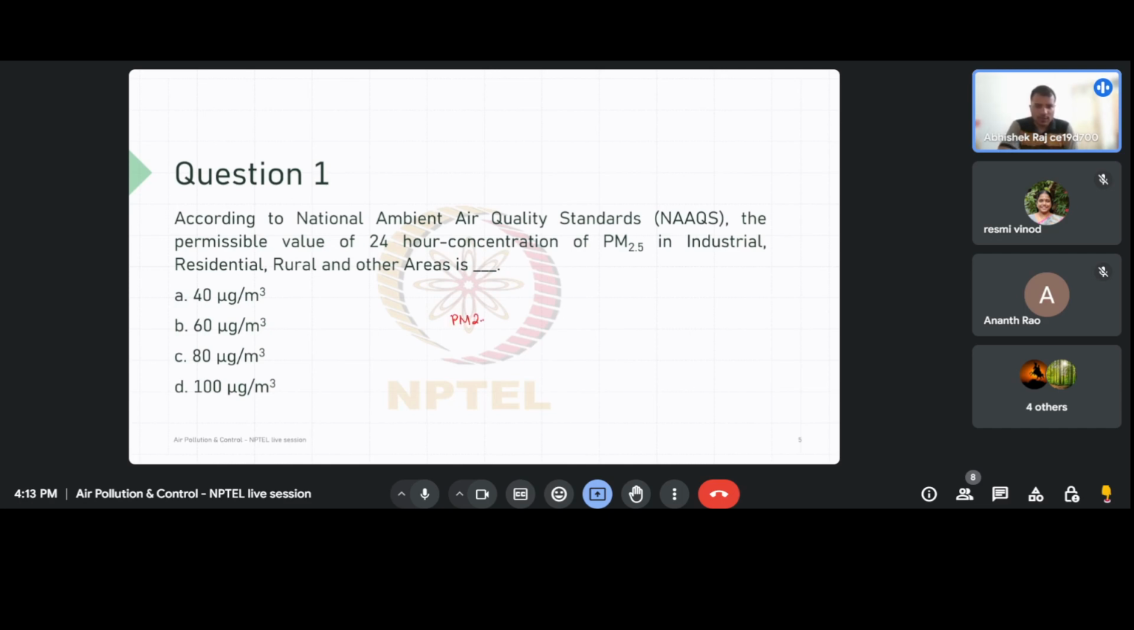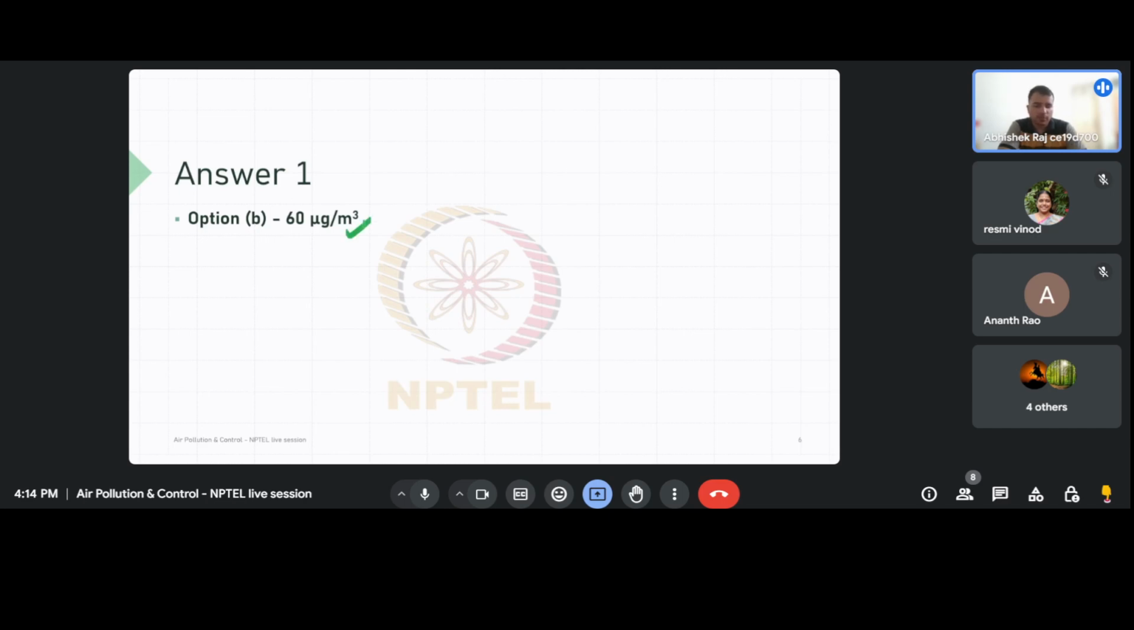I think we saw this in last class also. PM 2.5, we can take it at 2 levels: the annual concentration and the 24-hour concentration. One can be for industrial, residential, rural areas, and then ecologically sensitive areas. It will be 40, 60, and 40, 60 for this one. We are interested in industrial, residential, and rural on a 24-hour basis. So our answer will be 60. As per National Ambient Air Quality Standards, for 24-hour concentration, PM 2.5 will be 60 micrograms per meter cube.